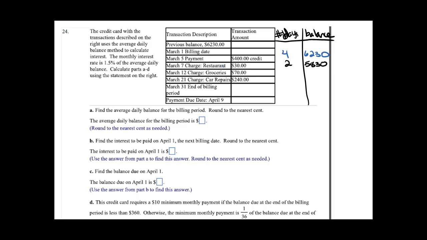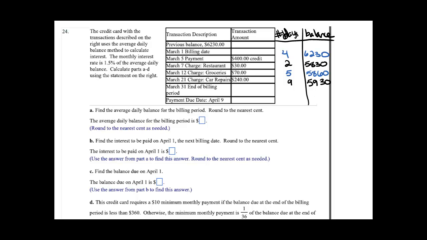And then we go to a restaurant and charge $30, so our balance goes to $5,860, and it stays that balance on the 7th, 8th, 9th, 10th, and 11th, which will be 5 days. On the 12th, we charge groceries. So we charge $70, which brings our balance up to $5,930. And it stays that balance for the 12th, 13th, 14th, 15th, 16th, 17th, 18th, 19th, and 20th. So for 9 days.